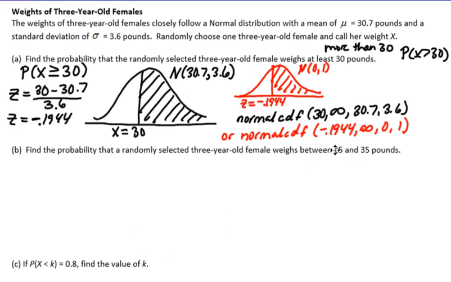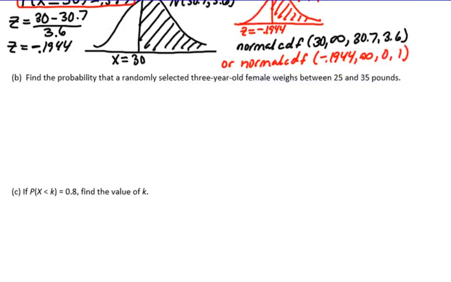So the answer to this then is 0.577. And that makes good sense because we are slightly below the mean, so it makes sense that we have slightly more than 50% of the area shaded in here. Now, probably I should write some sort of a sentence saying that the probability of randomly selecting a 3-year-old female who weighs at least 30 pounds is about 0.577, but I don't have room.